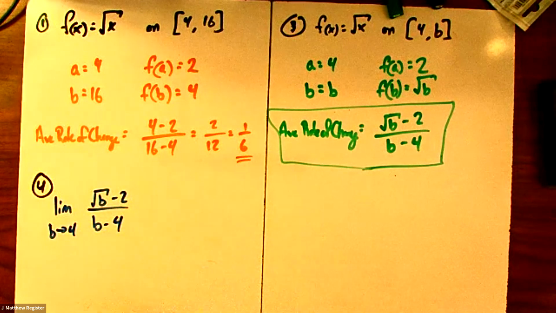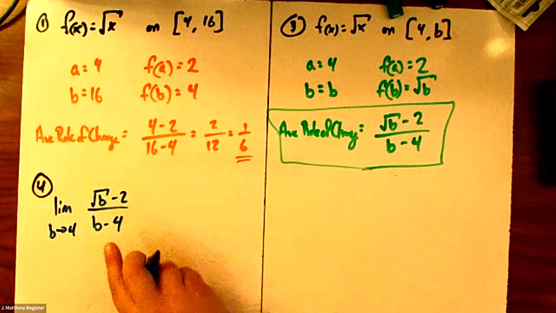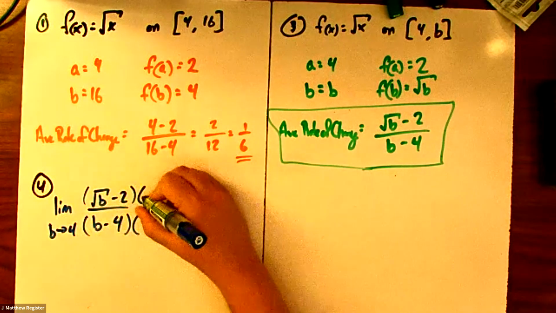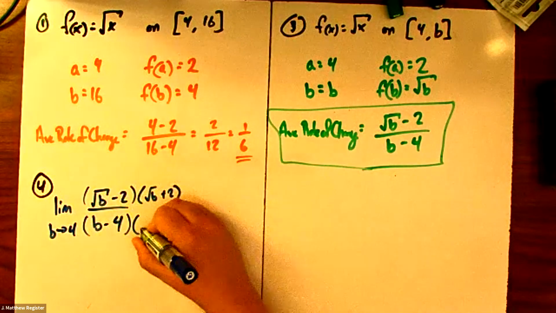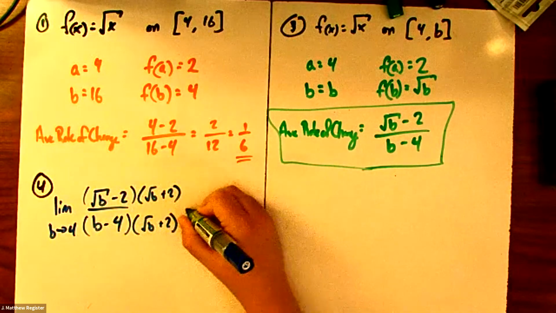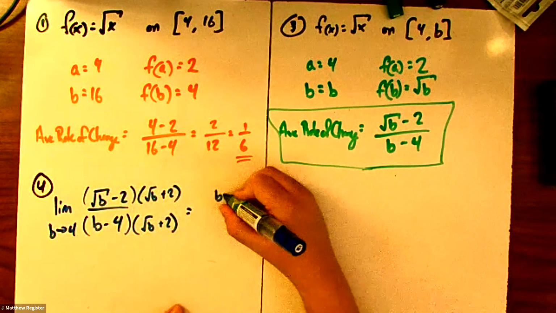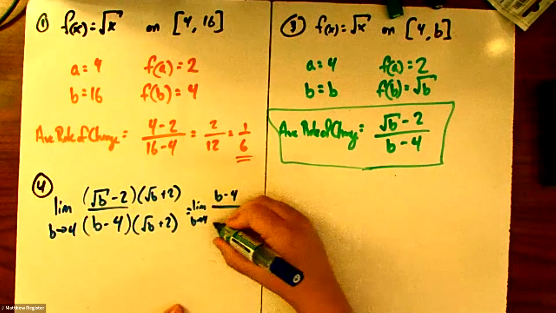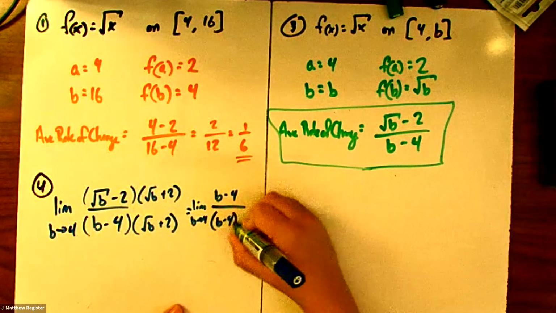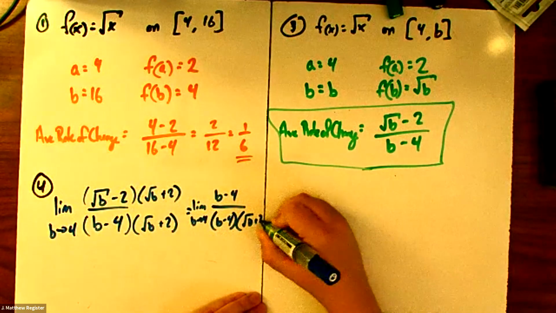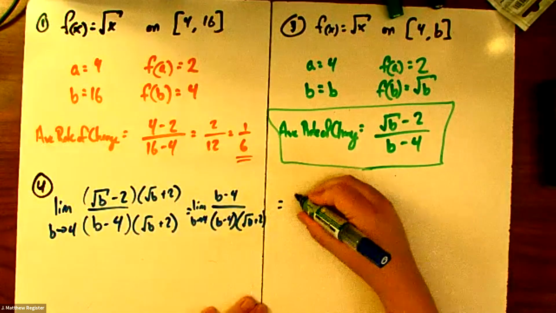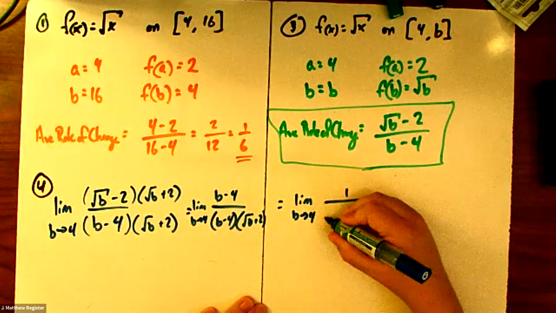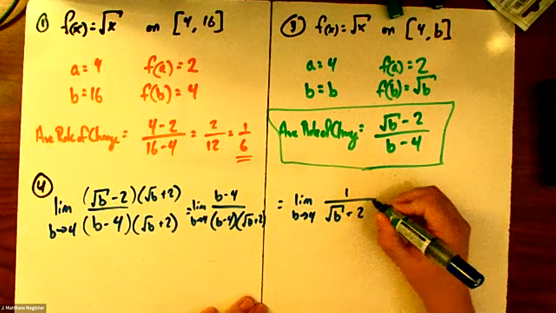And this is one which we did very similar examples to last time. The trick to simplifying this one is to use the conjugate. And so we could multiply by root b plus 2 over root b plus 2. On the top, that's going to give us b minus 4. Still write our limit out there. Limit as b goes to 4 of b minus 4 over b minus 4 times square root of b plus 2. Our b minus 4s will cancel out, leaving 1 over square root of b plus 2.